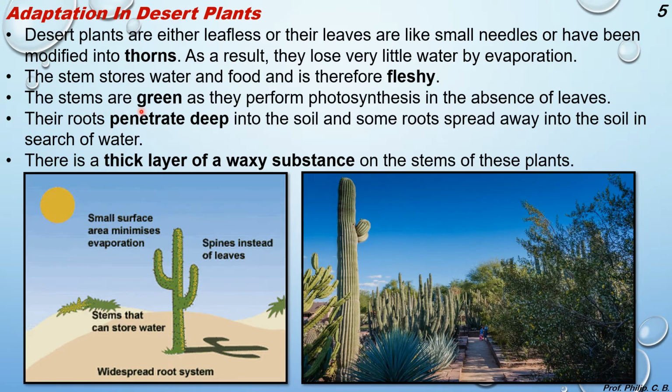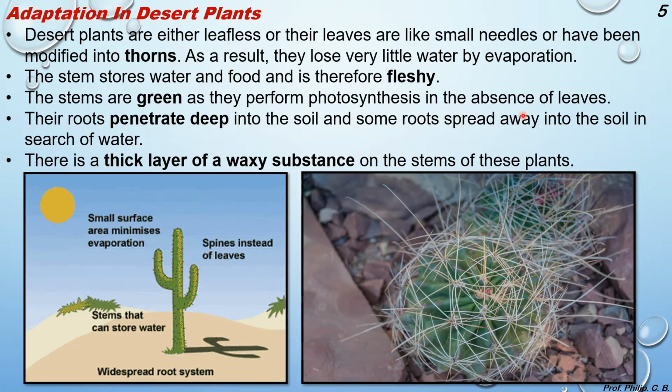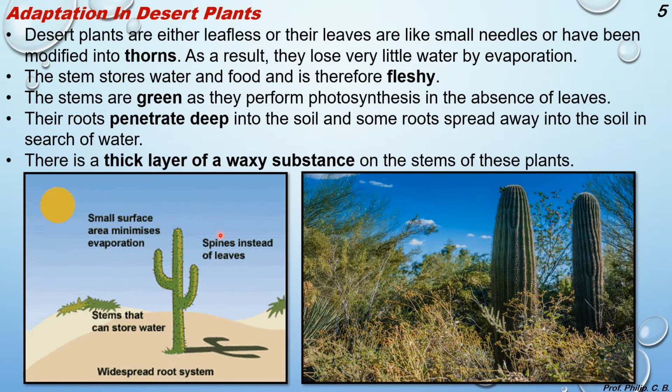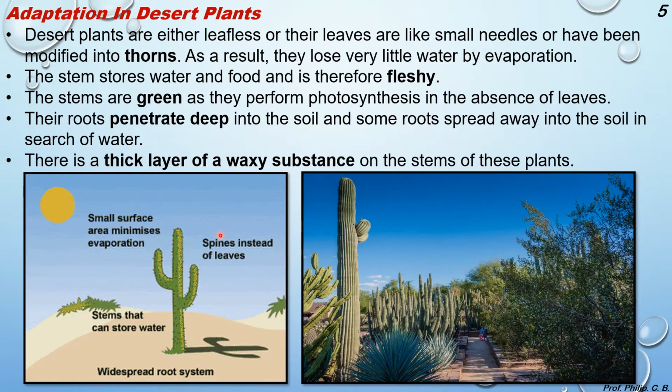Third point, the stems are green as they perform photosynthesis in the absence of leaves. Now as we read just now, there are no leaves or very small leaves, so photosynthesis may not take place in leaves.